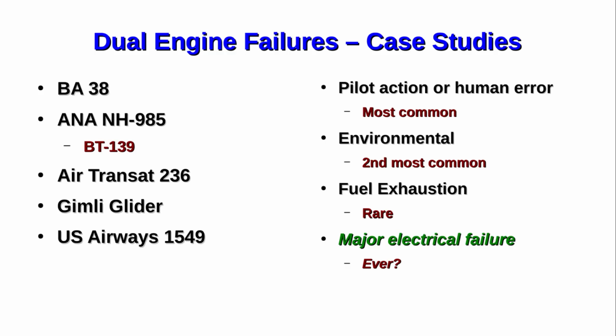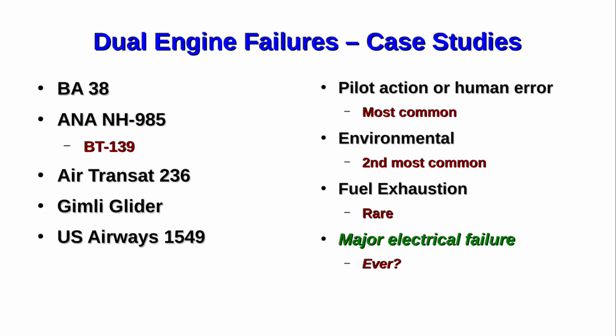The TCMA incident with All Nippon Airways Flight 985, another TCMA incident, this time with an Air Baltic Airbus 220, the Air Transat 236 fuel leak incident, the Gimli glider, the Miracle on the Hudson, and so forth. One could also add in instances where one engine failed and the pilots accidentally shut down the one remaining good engine. How one wants to categorize these incidents is a matter of choice.